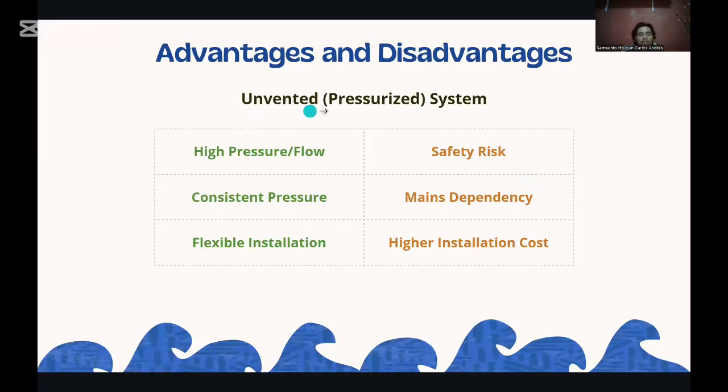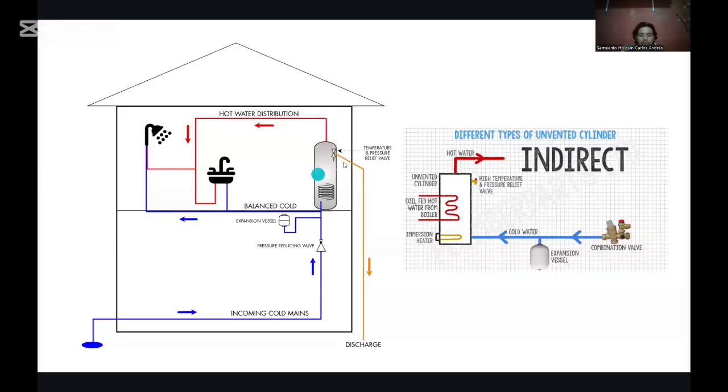And lastly, we have the unvented pressurized system, which works with high pressure and flow, and has consistent pressure on all the floors. It also has flexible installation, but the cost is a little bit higher than the others. It also has mains dependency and a safety risk, so we have to take care with this system. Thank you.